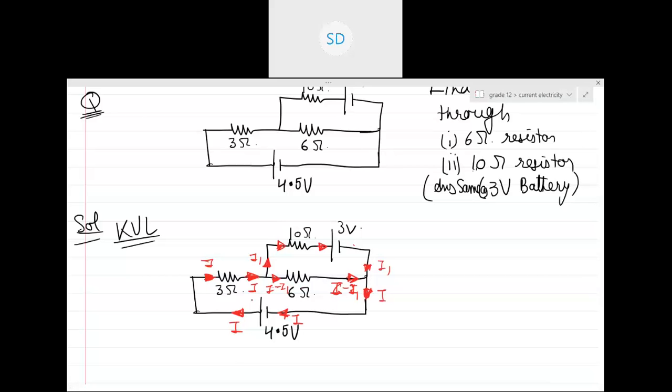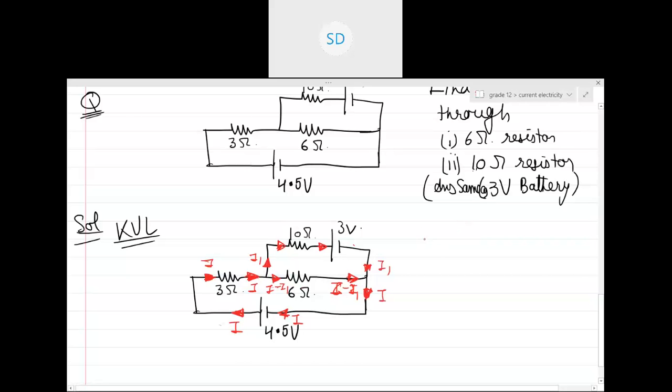Okay, and please don't think like I said, let's take out some current from 4.5 and some current from 3 volt. No, don't use superposition over here. That will be done at college level, not here. Here it will make your life very difficult.